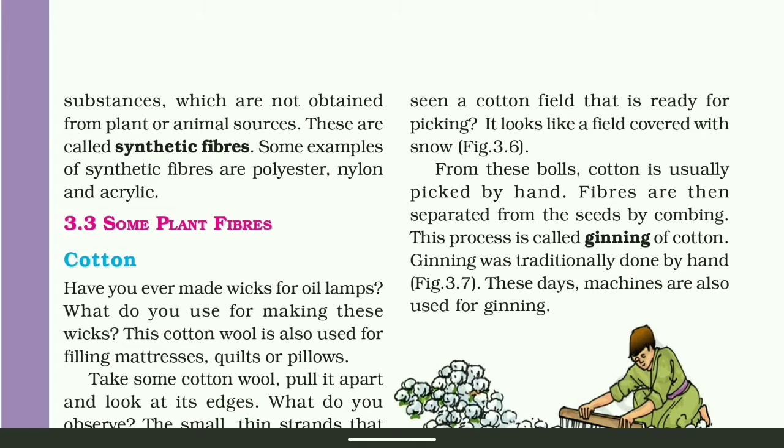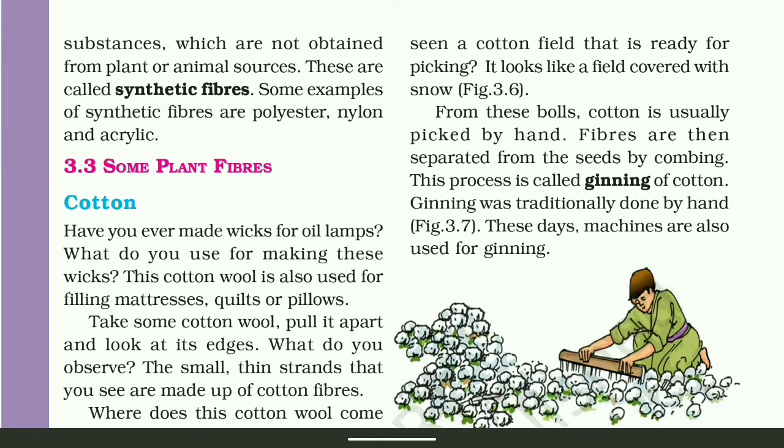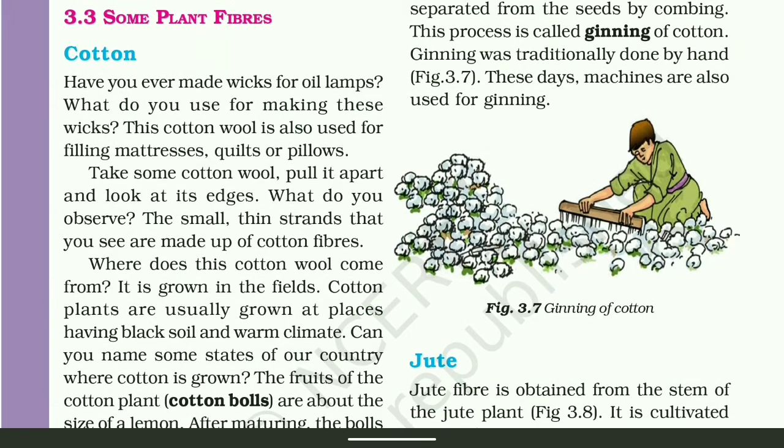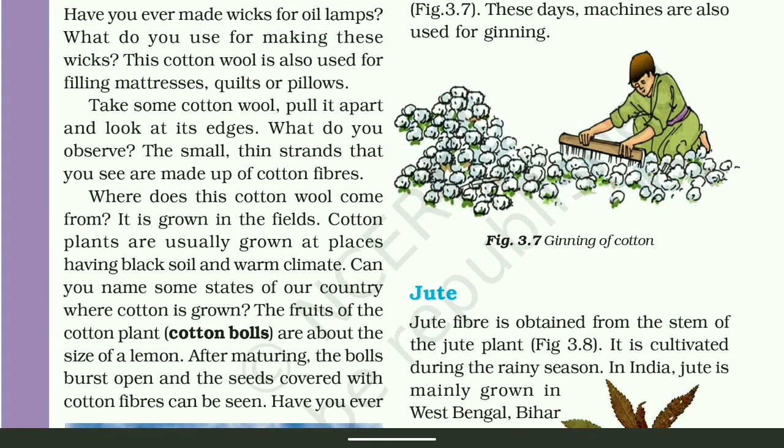Some examples of synthetic fibers are polyester, nylon, and acrylic. Some plant fibers: cotton. Cotton, you have made wicks for oil lamps. What do you use for making these wicks? This cotton wool is also used for filling mattresses, quilts, or pillows. Take some cotton wool, pull it apart, and look at its edges. What do you observe? The small thin strands that you see are made up of cotton fibers.